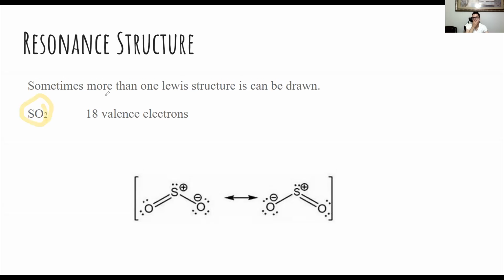So we start with the first step. We count the total of valence electrons. We got 18 because we got two oxygens, and each oxygen has 6 because it's in group 6, remember? So we got 6 by 2, we got 12, and sulfur has 6 valence electrons too, so we add them and we got 18.